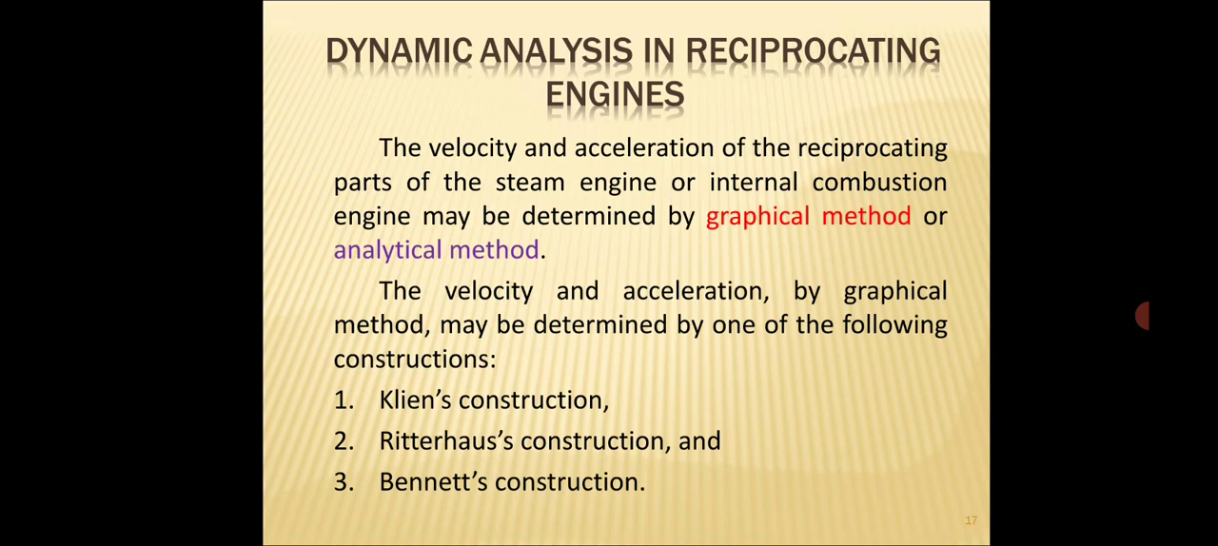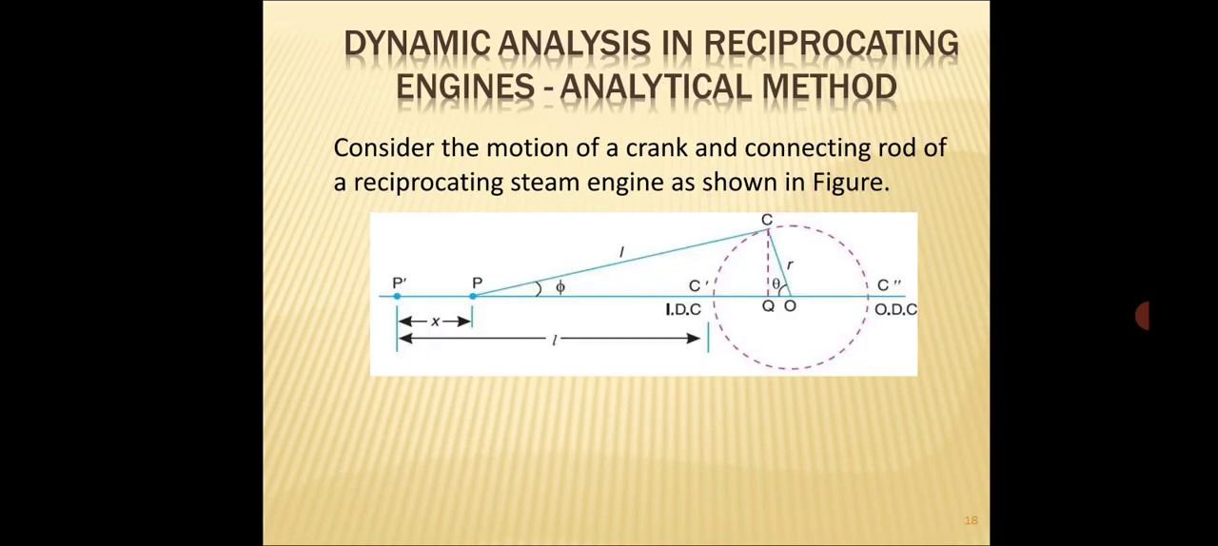So here, for the reciprocating engine, the velocity and acceleration of the reciprocating parts of the steam engine or an internal combustion engine may be determined by means of a graphical method or an analytical method. The velocity and acceleration by graphical method may be determined by one of the following constructions: Klein's construction, Ritterhaus's construction, and Bennett's construction. And here is the diagrammatic construction of the steam engine, or reciprocating engine.